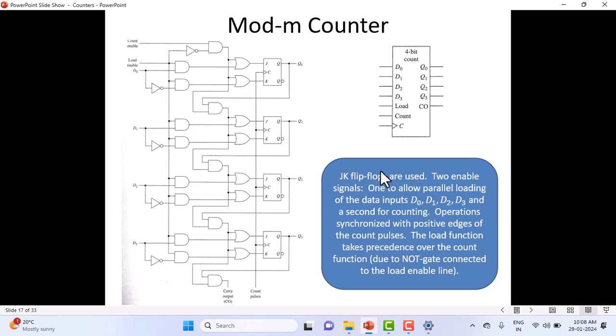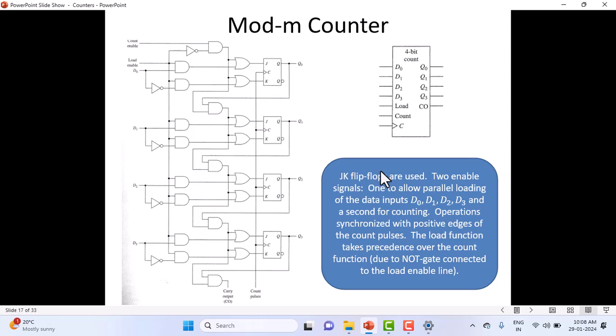Understood? When CO is going to become 1, what is CO? CO stands for carry out. Whenever all these are 1, Q0 is 1, Q1 is 1, Q2, Q3 all are 1, at that time the CO becomes 1. Otherwise, CO remains 0. Understand? Any questions about this?